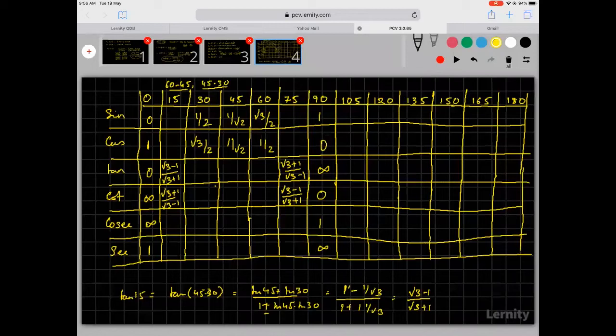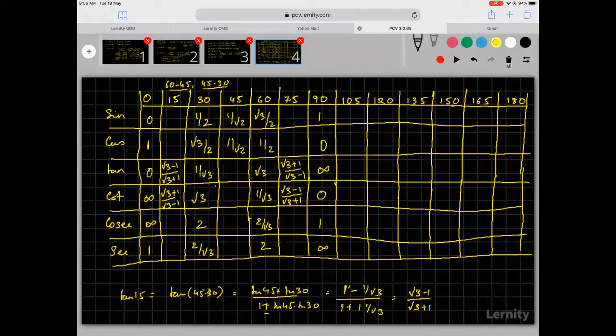Okay, so tan 30 is 1 by root 3. So this is root 3. This is 1 by root 3. This is root 3. Then cosecant is 1 upon sine. So that is 2. So this is 2 by root 3. So here 60 will be 2 by root 3. This will be 2. So these are all the ones known.